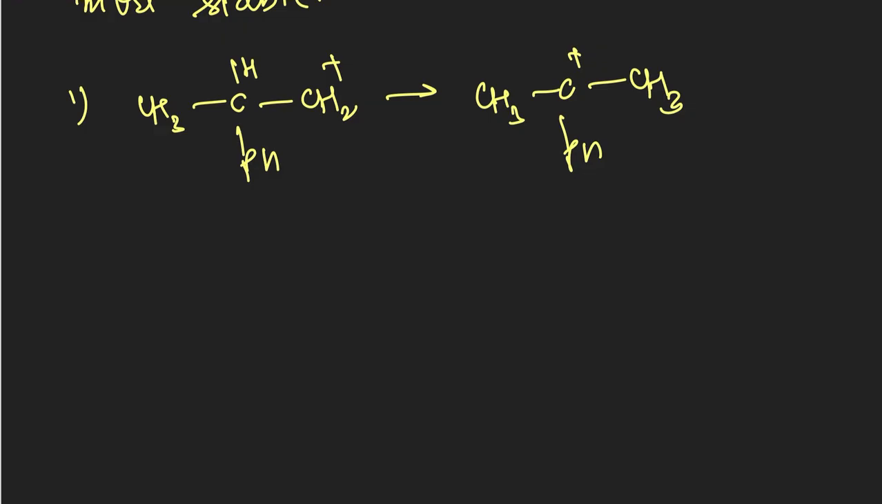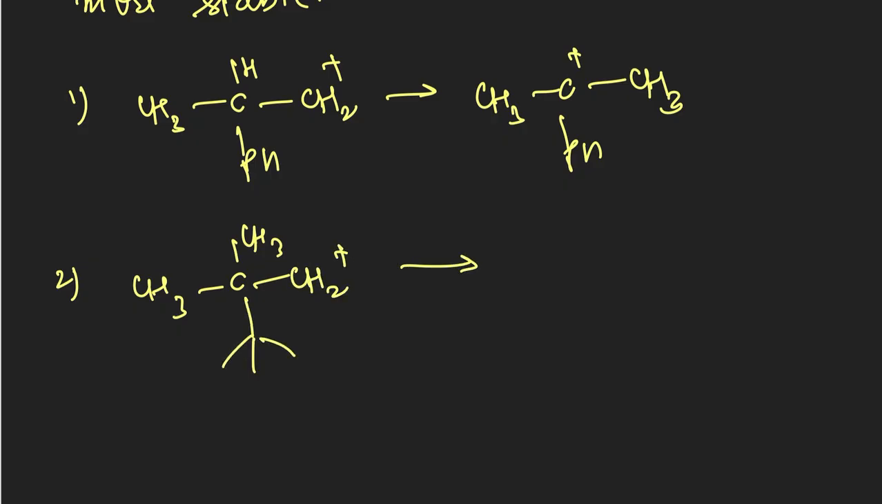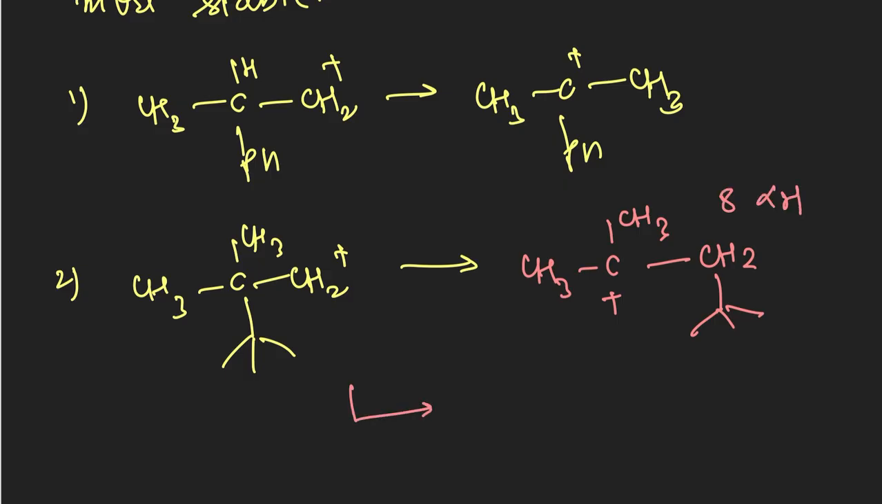Next we have CH3, CH3 and CH2 plus, and we have this methyl. So which is going to shift here? We again have to shift some group. After shifting the bulky group, the tertiary butyl group, we are going to get the most stable carbocation, because it has 1, 2, 3, 4, 5, 8 alpha H. If we had shifted a methyl, we would have only 5 alpha H. So this is wrong, this is right.